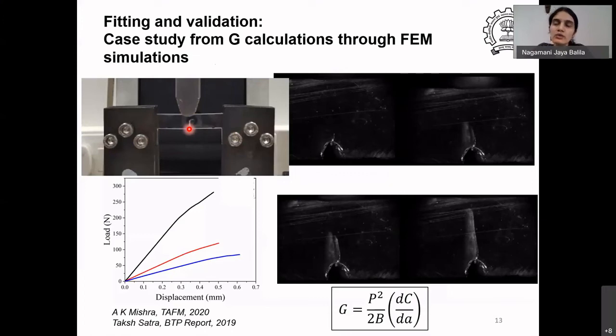And in order to normalize it, we use something called the fracture energy, which is joule per meter square. That means energy per unit extension of crack area. Doesn't matter what it is. We are trying to find this particular value called fracture energy, G. And the generic formula which connects the fracture energy to the load displacement curve is given here, which is given by P square by 2B dC by dA.